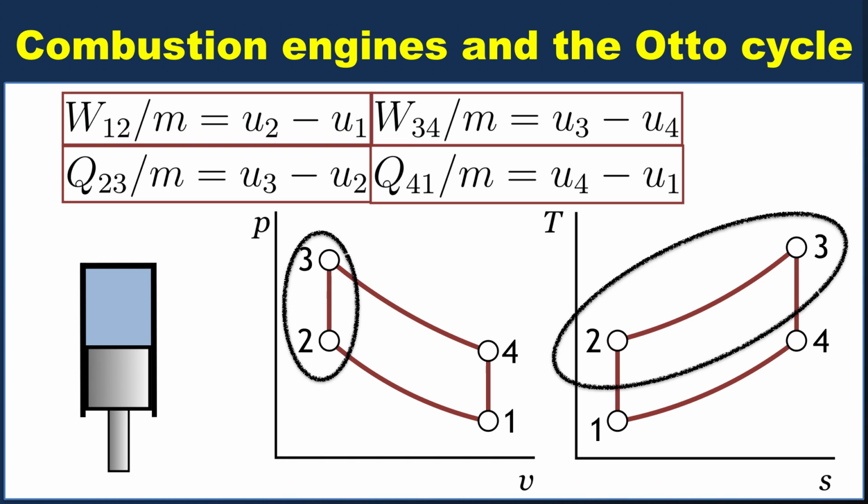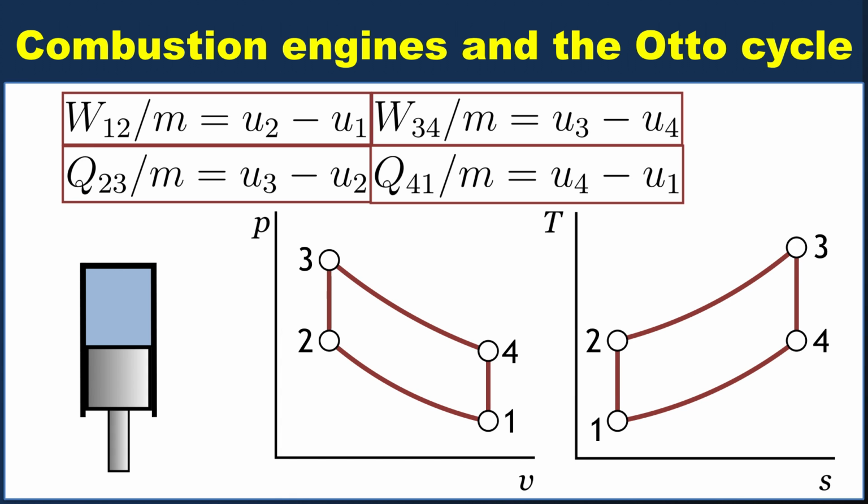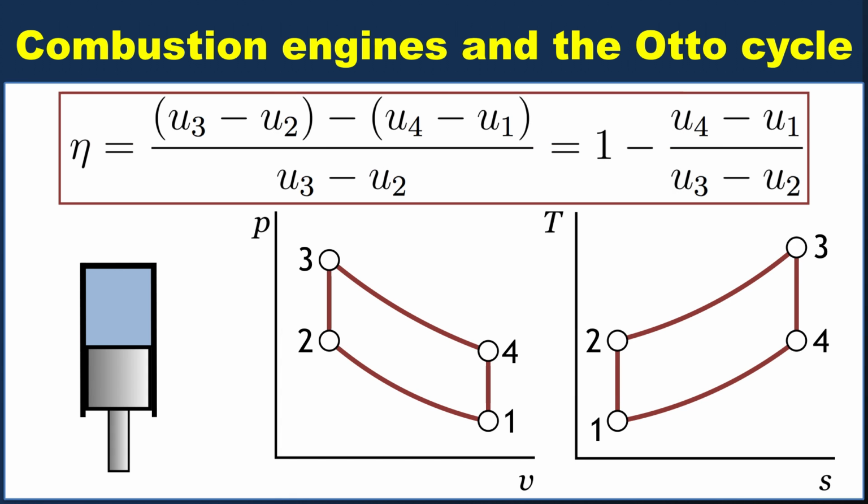All right, putting all these expressions together, which works in much the same way as the Rankine cycle, we get an overall thermal efficiency for an Otto cycle that is eta equals all this stuff, which simplifies nicely to 1 minus (U4 minus U1) divided by (U3 minus U2). So if you can get the specific internal energies for any Otto cycle problem, you're in great shape.